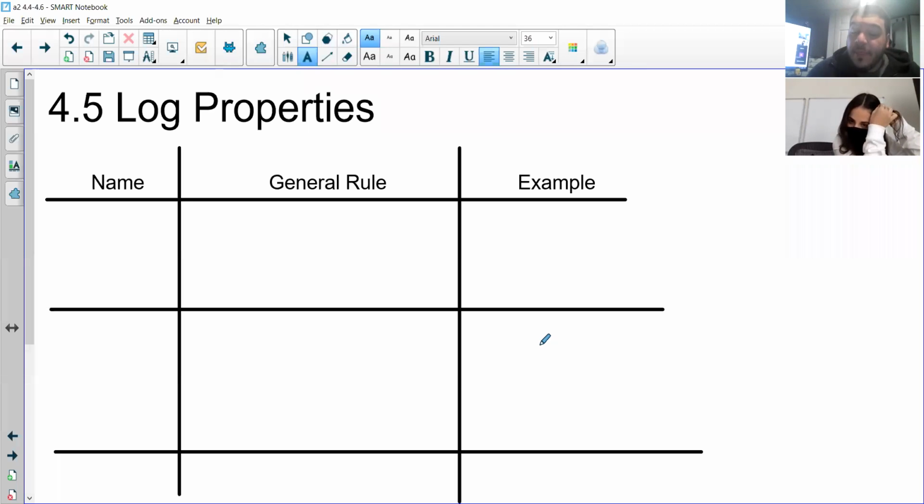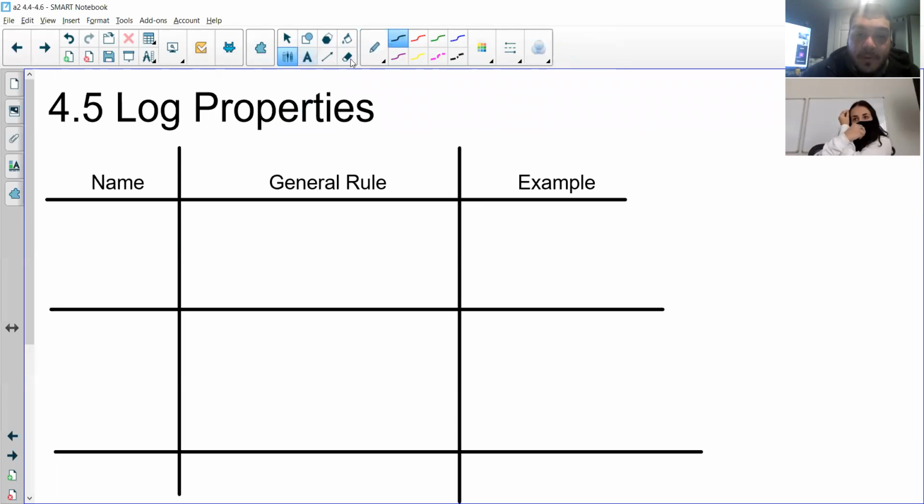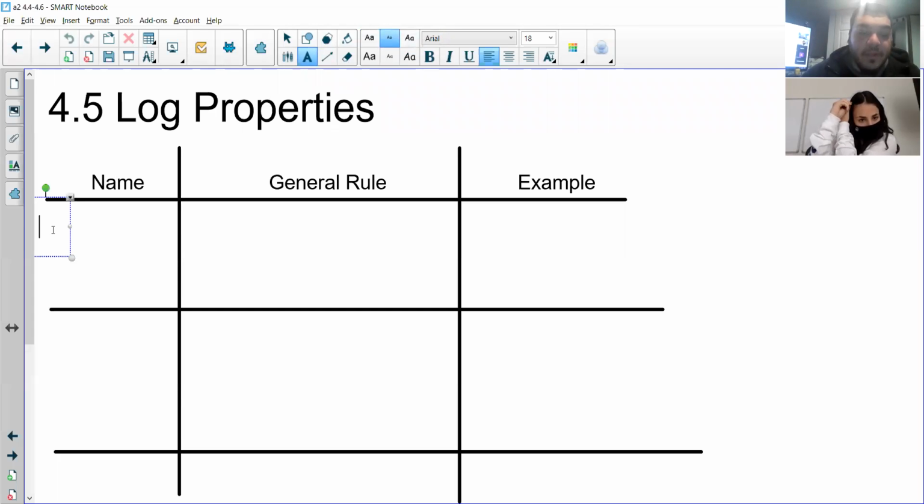The thing with log properties is, depending on how much you like or dislike exponent properties, that's how much you're going to like or dislike log properties, because they're the same properties, just in reverse. So we'll see how that looks. How much you like the exponents, you'll like this one. If you dislike exponents, you're not going to like this one. So let's do the first property. The first property is the product property.